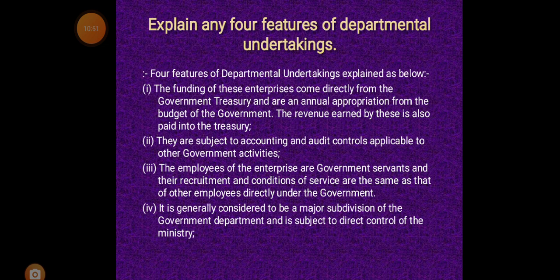First point, the funding of these enterprises comes directly from the government. Second one, they are subjected to accounting and audit controls, accountable to the government. Third one, the employees of the enterprise are government servants. Fourth one, it is generally considered to be a major subdivision of the government department and is subject to direct control of the ministry.